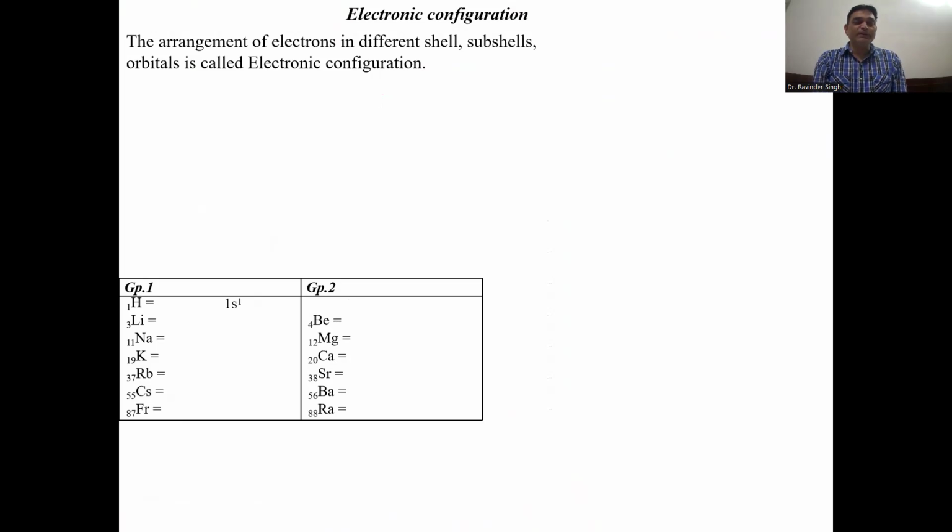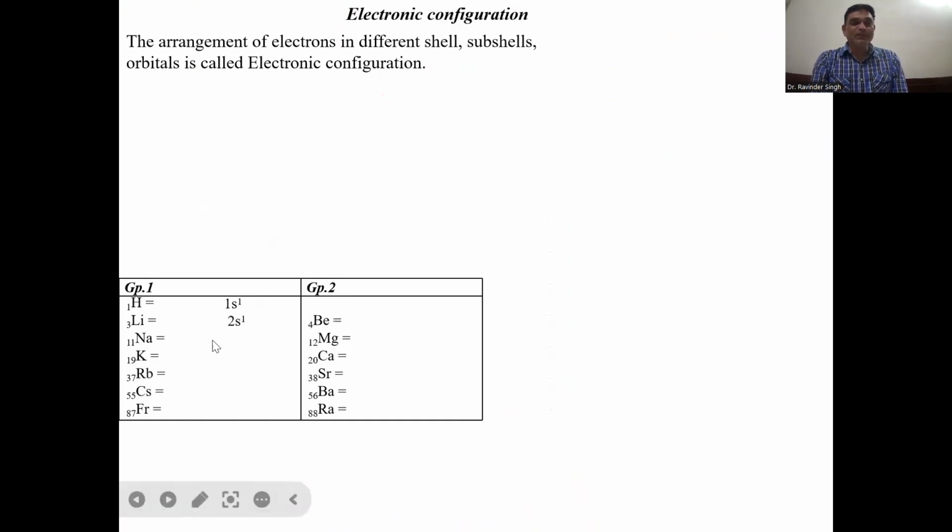So what is the configuration of hydrogen? The configuration of hydrogen is 1s1, meaning there is one electron present in the first shell, the subshell is s, and the number of electrons is 1 because the atomic number is 1. What is the meaning of that first 1 on the left-hand side in 1s1? That 1 means the first shell. And what do you mean by the next s? It means in the first shell, there is an s subshell on which the electron is present. You will write the number of electrons as a superscript. So 1s1, that's the configuration of hydrogen.